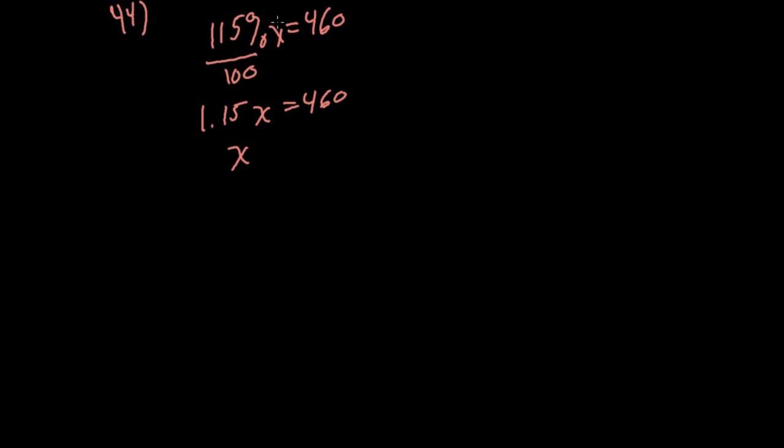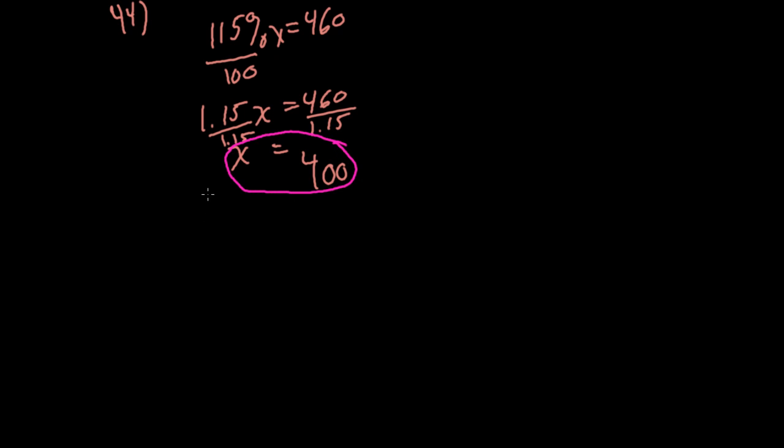So we can solve for the original number by dividing by 1.15 on both sides, and that will be equal to 460 divided by 1.15, which is 400. So the original number was 400, and 115% of 400 is equal to 460. But then it wants to know, what is 75% of this number?